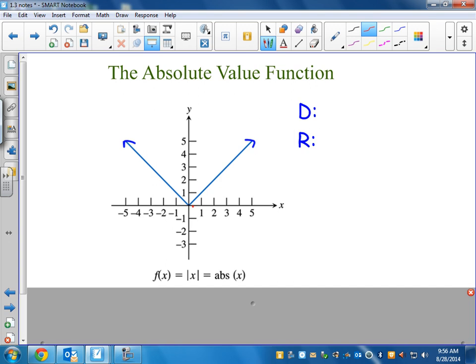Oh wait, we need to say that. What about a square root function? Is it even or odd? No, it's only on one side there, so it's neither.